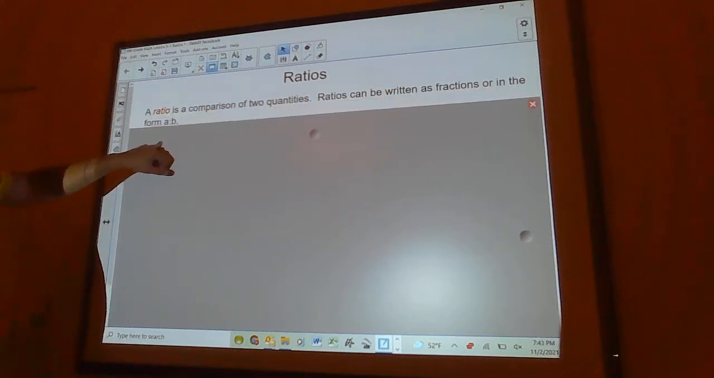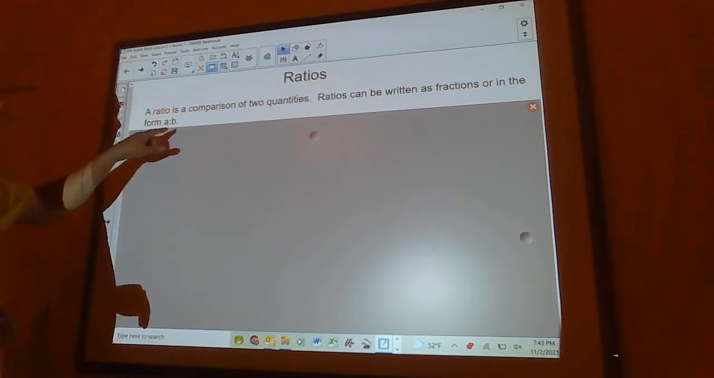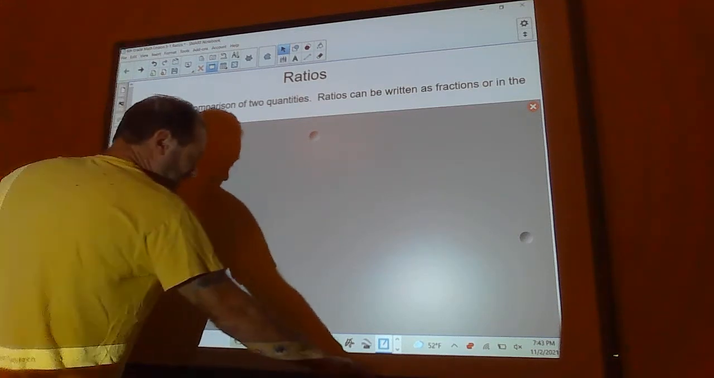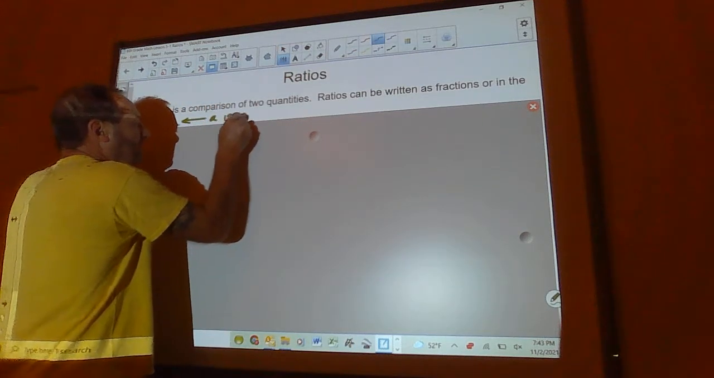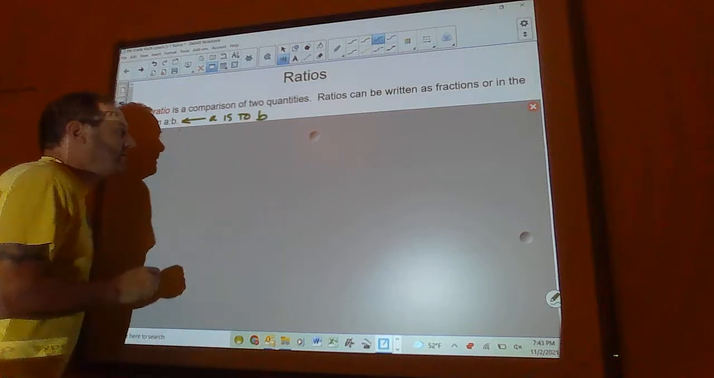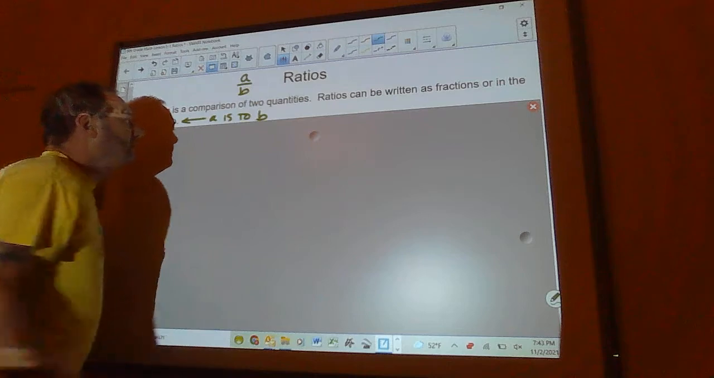So what's a ratio? A ratio is a comparison of two quantities. Ratios can be written as fractions or in the form A is to B. When you see this right here, you read it as A is to B. It's the same thing as A over B.